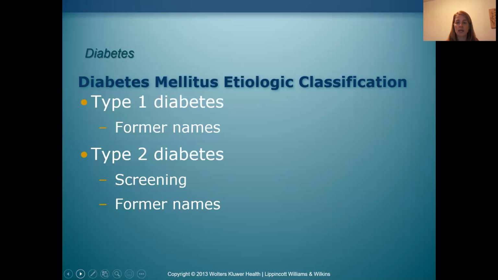Type 2 diabetes is more common in the older population. More than 90% are 30 years or older. Type 2 is non-insulin dependent, adult onset, ketone resistant diabetes.